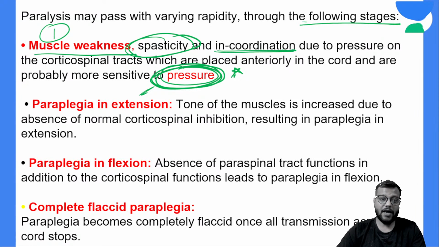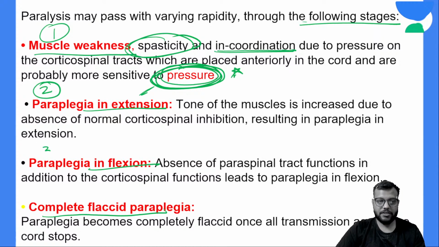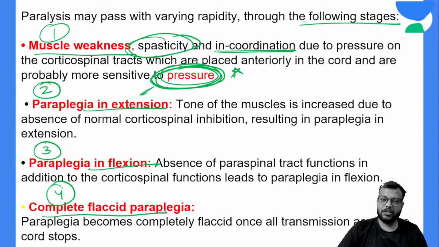Then there will be paraplegia in extension, then paraplegia in flexion, and then there will be complete flaccid paralysis. Okay, so muscle weakness, paraplegia in extension, paraplegia in flexion, and complete flaccid paralysis. अगर इन दोनों में confusion हो, so remember like this कि alphabetical order में भी C, D, E, F. Okay, so E comes first, then F comes. So first there will be paraplegia in extension. Okay, so paraplegia in extension में क्या होगा?